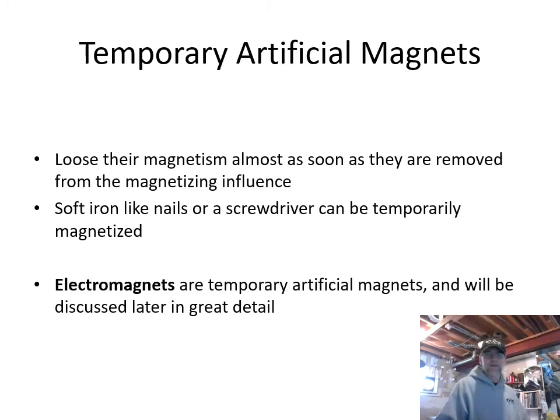Temporary, so they lose the magnetism almost as soon as they're removed from the magnetizing influence. Something like a screwdriver, you can magnetize the end of your screwdriver temporarily. Electromagnets are a form of a temporary artificial magnet. And this will be discussed later in greater detail. There's an awful lot of time spent talking about electromagnets. Again, next term in the advanced electricity.